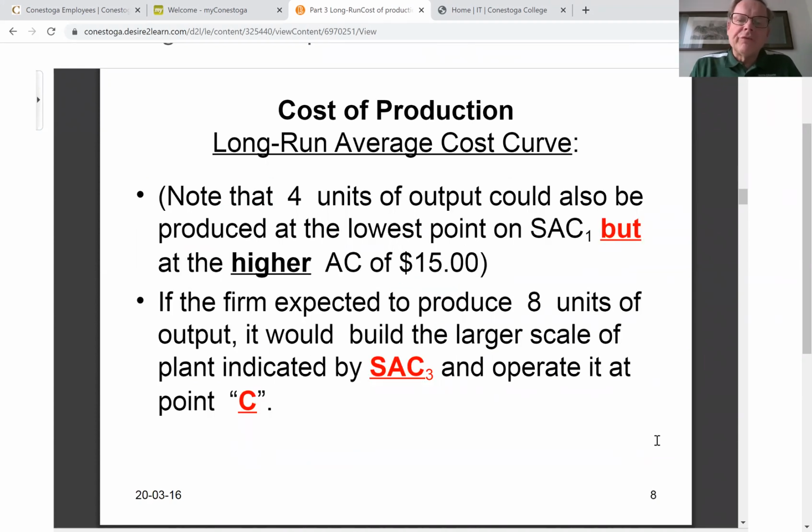Note that 4 units of output could also be produced at the lowest point on short run cost curve 1, but at the higher short run average cost of $15. Remember, you are starting off with problems here if you make that mistake in the planning stages. If the firm expected to produce 8 units of output, it would build the larger scale of plant indicated by short run cost curve number 3 and operate at point C.